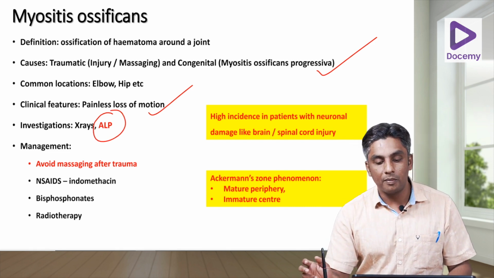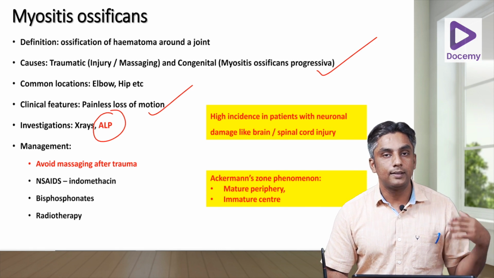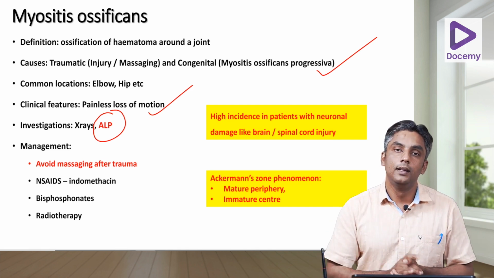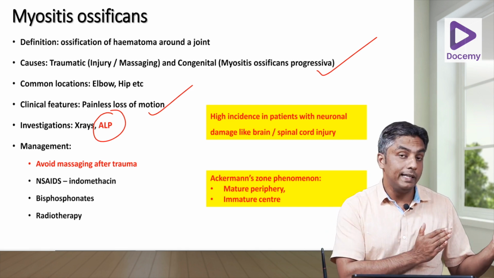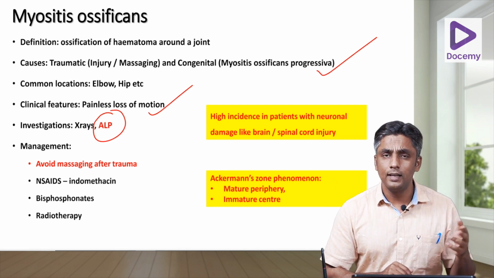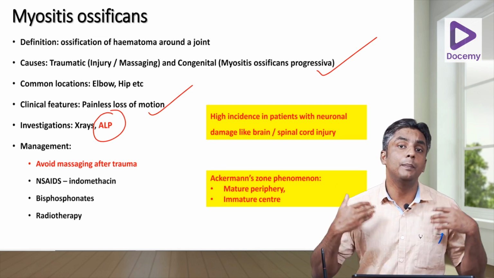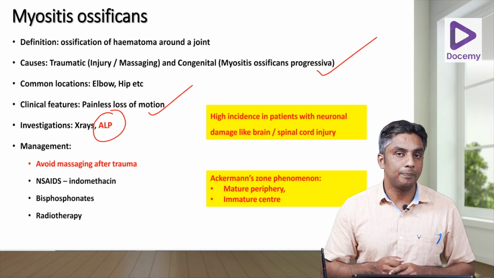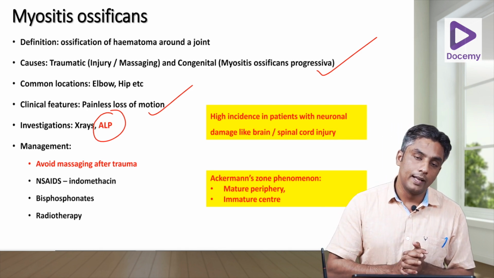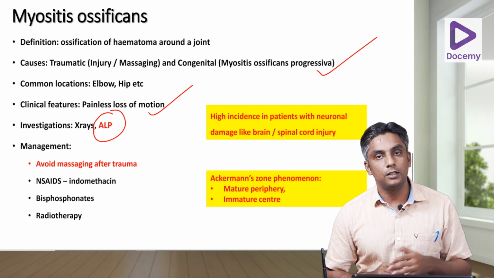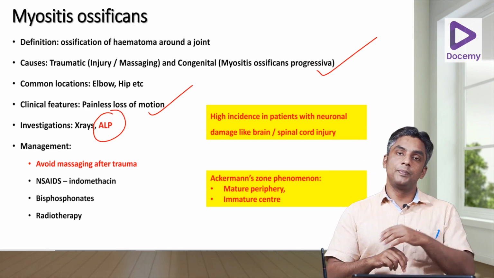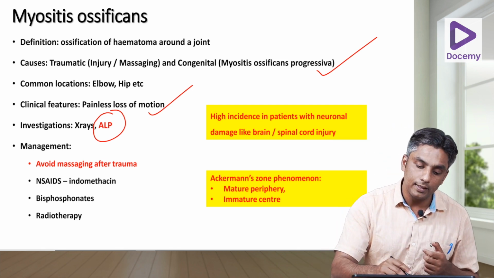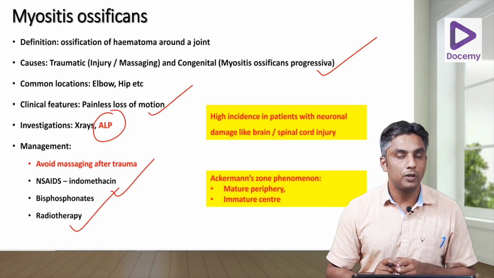Management: avoid massaging after trauma, which has been a frequent cause, as traditional bone setters do massaging at the time of injury, causing further soft tissue trauma and stimulating the soft tissues toward bone formation. Of course, indomethacin and some amount of radiotherapy have been helpful, which can be given prophylactically in cases of elbow or hip injuries where you suspect myositis ossificans in the future. Bisphosphonates, which inhibit osteoclast formation and function, have also been found useful. If you can remember indomethacin and radiotherapy, at least it would be really useful in management.